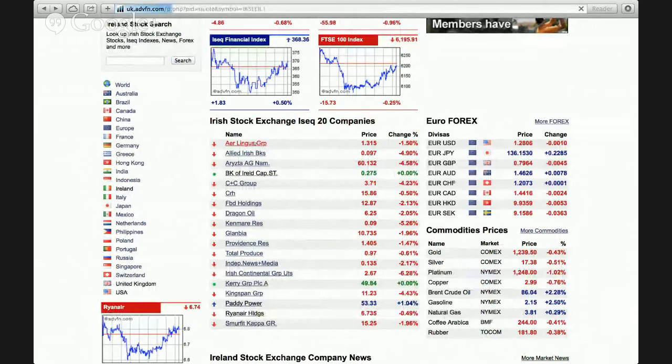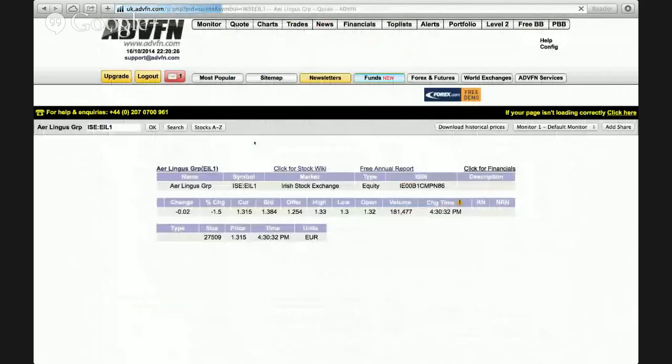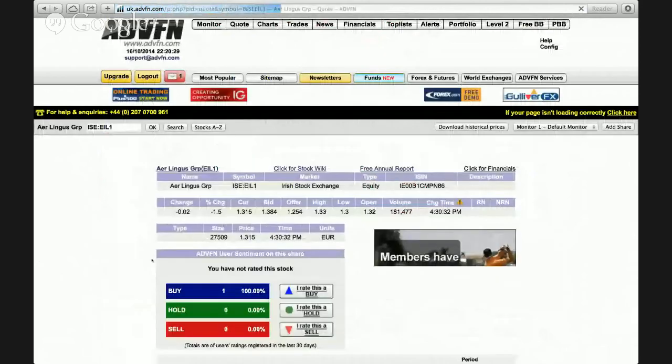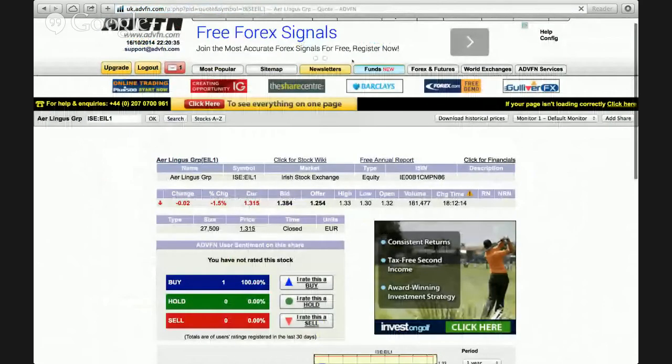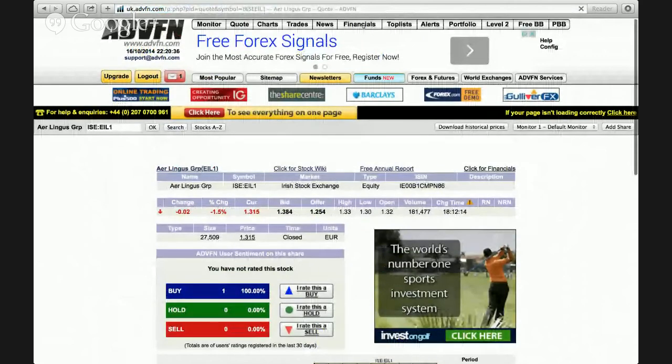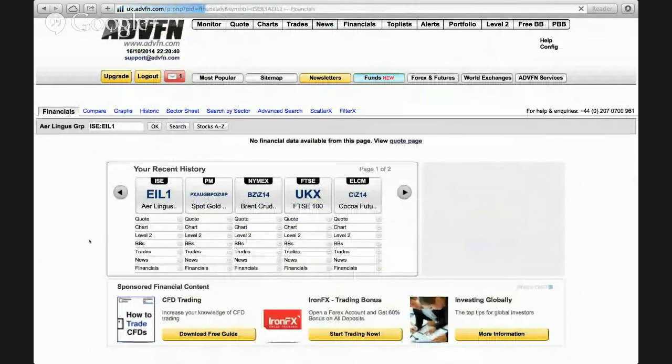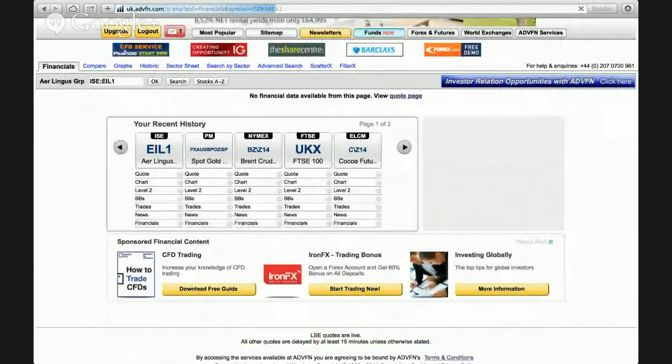So Aer Lingus is in the news at the moment. Okay, it doesn't seem to be as liquid. Let me just click on financials to show you what I mean. Okay, no data for that. Maybe more the US might have something more.